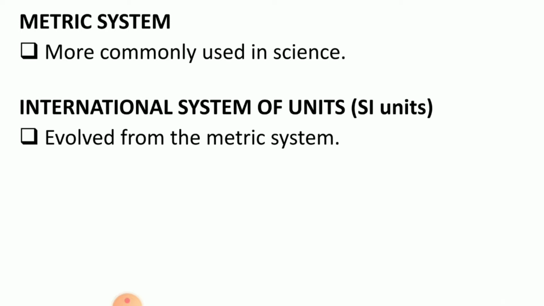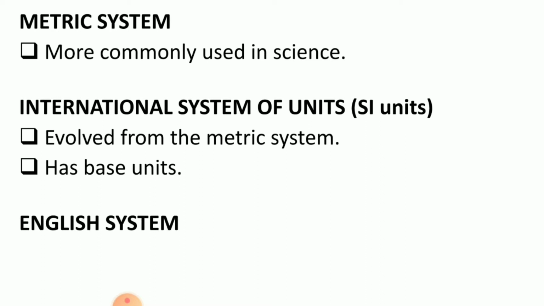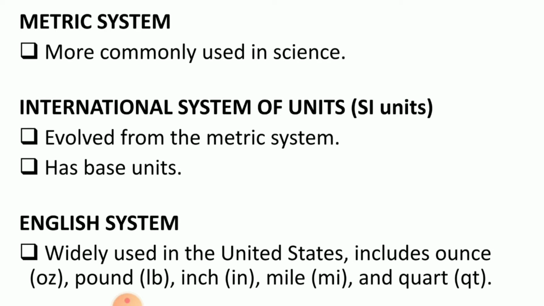Its features include decimalization and the use of prefixes. The International System has base units from which all other units in the system are derived. The standards for the base units, except for the kilogram, are defined by unchanging and reproducible physical occurrences. The English system, which is still widely used in the United States, includes ounce, pound, inch, mile, and quart.